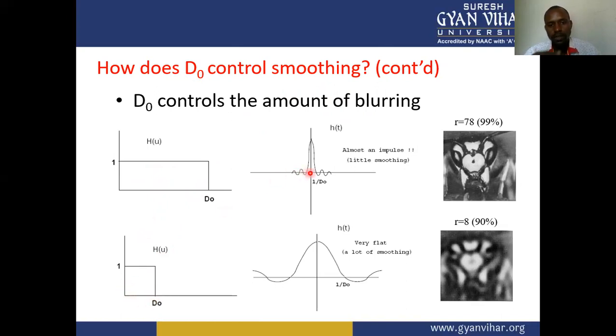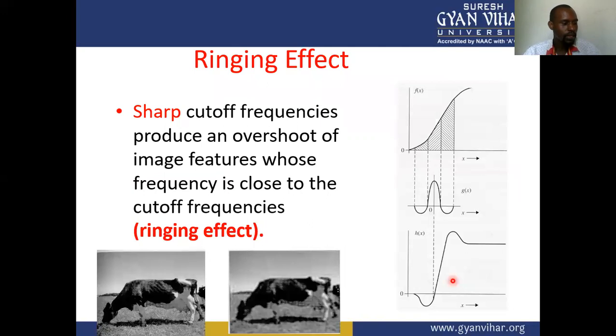When the radius is longer, you can see there is little smoothing. So when we have a larger radius, we get a much clearer image. But when you have a smaller radius, we get a lot of smoothing and the image is very much blurred. Then we have the next thing, which is the ringing effect.